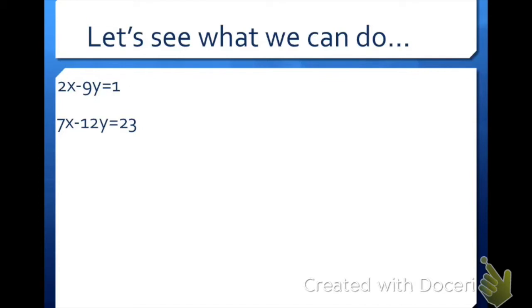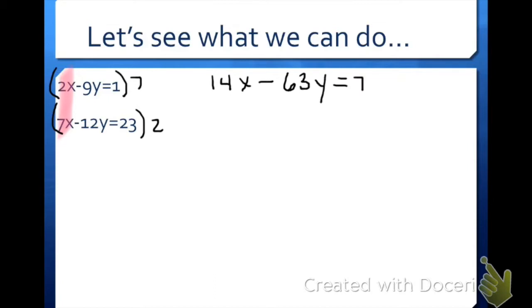You can say, all right, I want to eliminate my x's. And if I decide I want to eliminate my x's, well, the only way to get the same coefficient in front of both of them is to multiply this whole thing by 7 and this whole thing by 2. Doing so, I'd get 14x minus 63y equals 7. And 14x minus 24y equals 46.